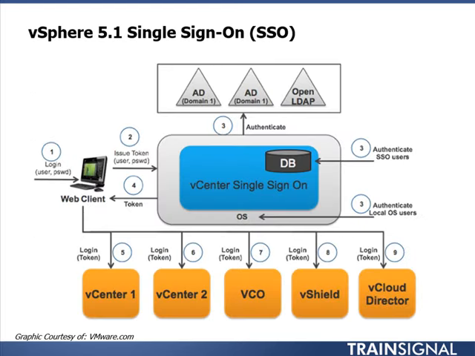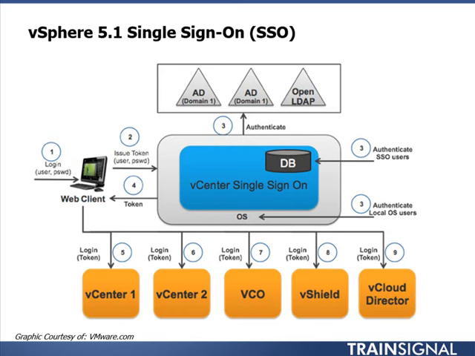Here's how it works. If you start at the graphic on the left-hand side where it says number 1, you log in with your username and password, let's say using the vSphere web client. From there, you're requesting the single sign-on server to issue a token based on your username and password, which is used to authenticate against the single sign-on database. That could be the single sign-on database local to that server, or it could actually go out to the Windows Active Directory and check to see if your username and password is valid.